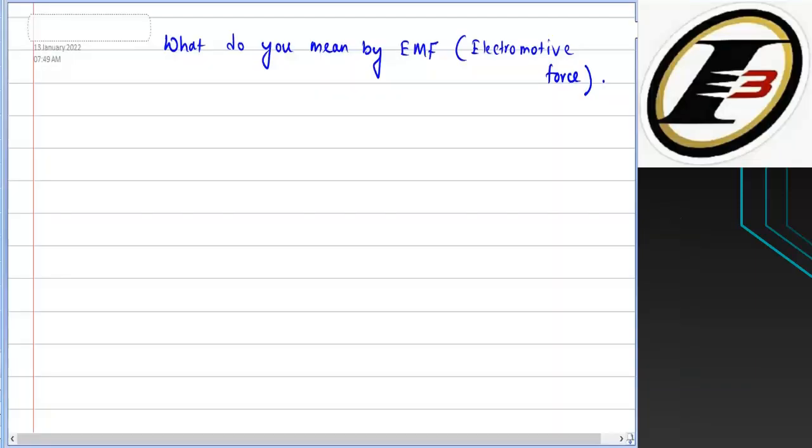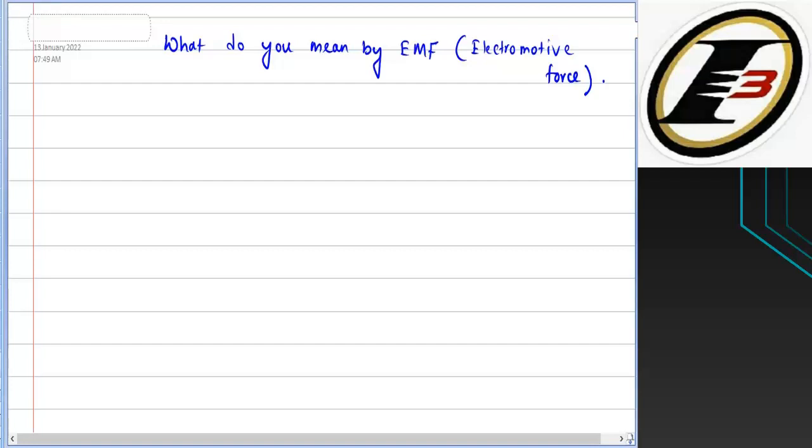So we already discussed about, now we will do discussion on EMF. What is EMF? So E means what? Electromotive force. So what do you mean by that electromotive force?